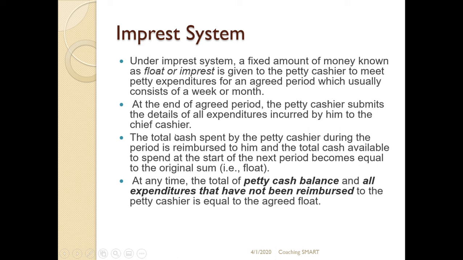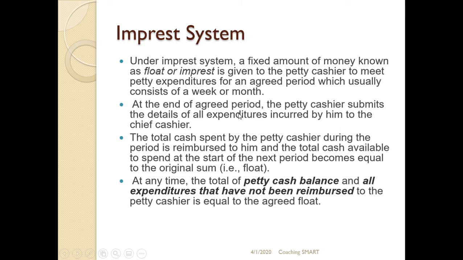The chief cashier will go through the report, and whatever money has been spent by the petty cashier will be reimbursed, and the balance amount will be carried forward for the next financial period, the next week or the next month. Now that is how the petty cash system operates. So sometimes in the question you will be asked, how is the imprest system operating? Number one, the sum is given to the petty cashier by the chief cashier. The chief cashier will always wait for the petty cashier to submit the report of all the expenditure within the period agreed upon by the two parties.